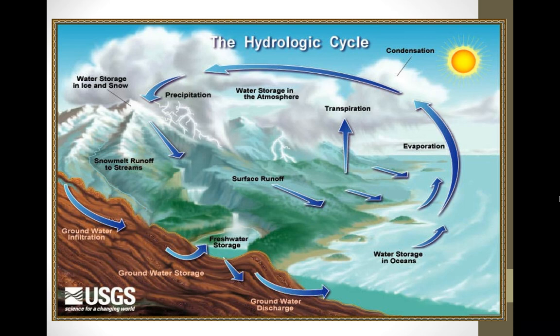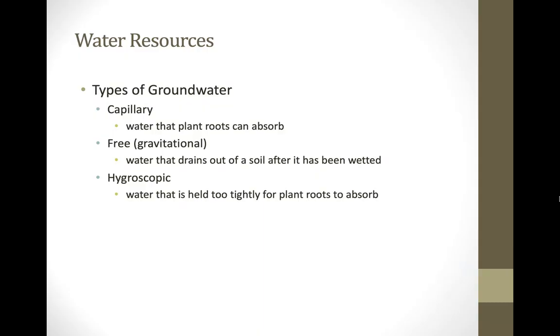So let's take a look at some resources of water. Some different types of groundwater. So this is water that's going to be found in the soil. All water is not just falling from the sky all the time. There is water that is typically found in the soil, even though we don't think about it being there because we're walking on solid ground.